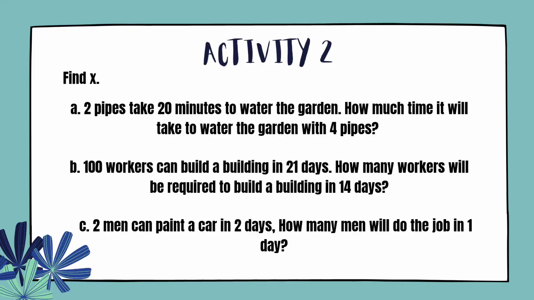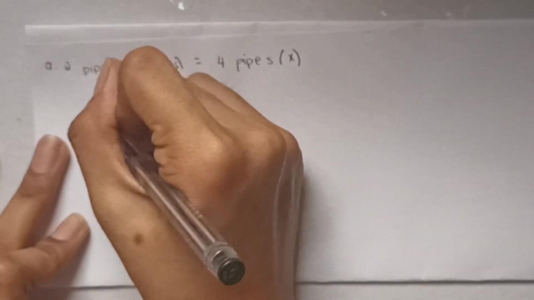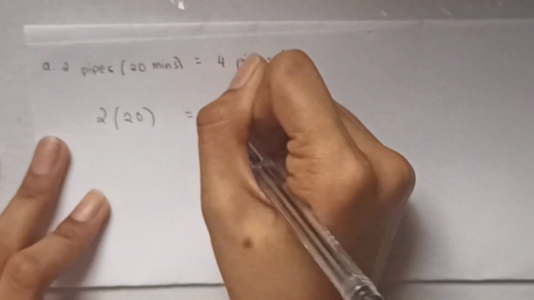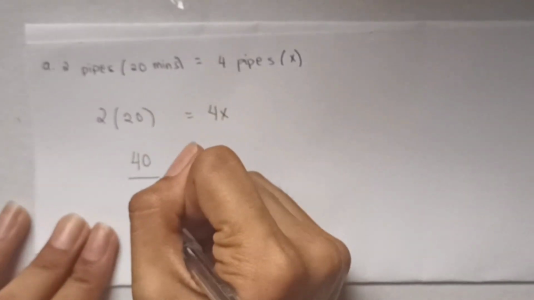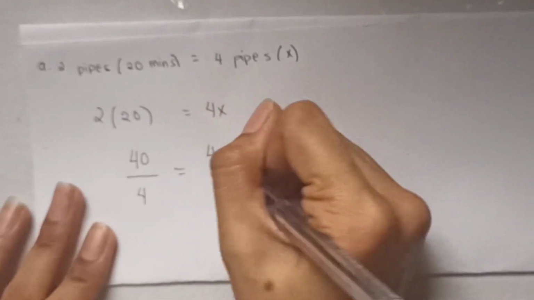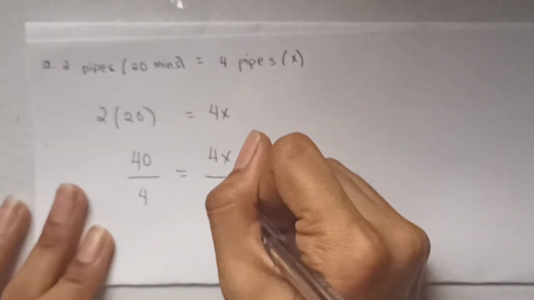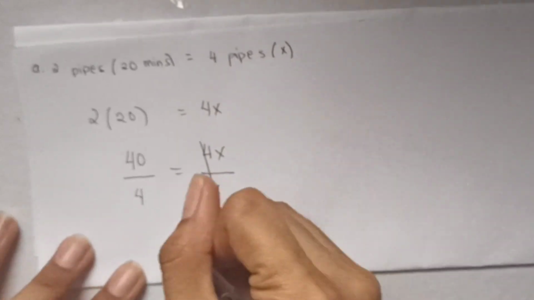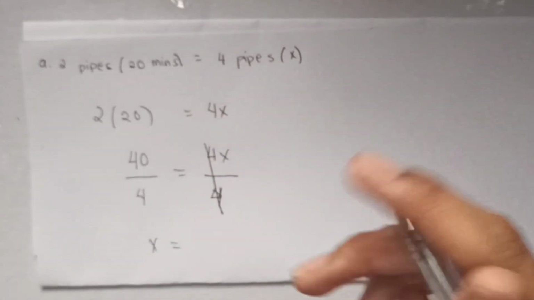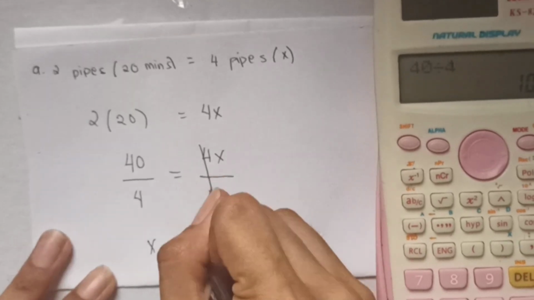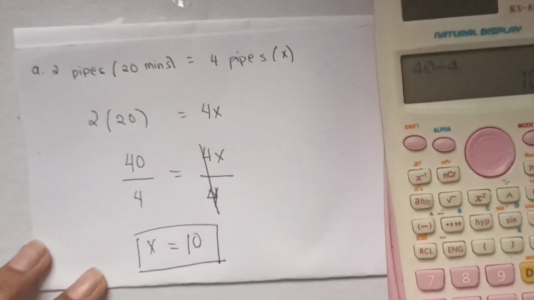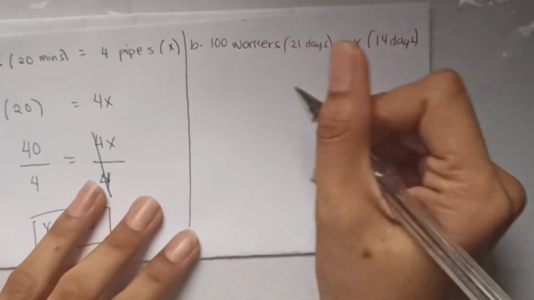And now for the activity number 2. Let's check the activity number 2. So, imumultiply natin number of pipes to number of minutes. 2 times 20 is equal to 40. 4 times x is equal to 4x. And then divide both sides by 4. The answer will be 10 minutes.